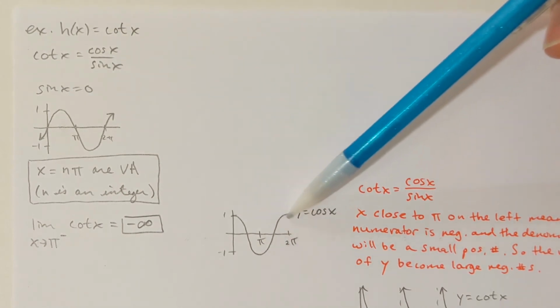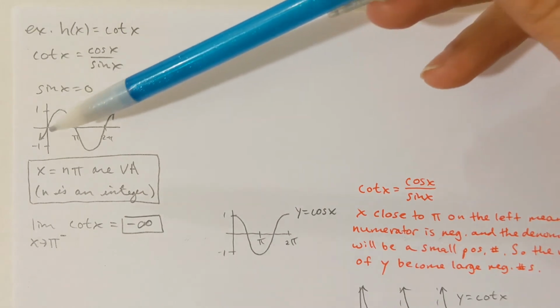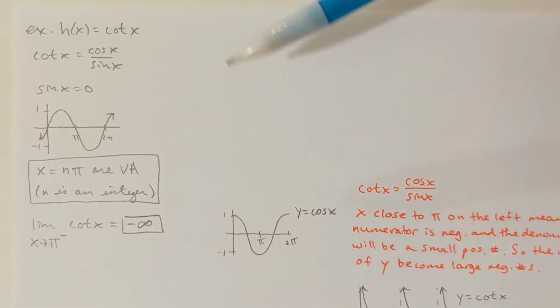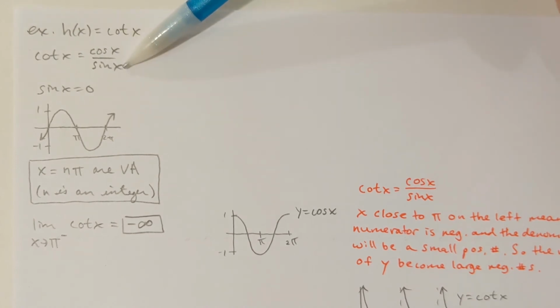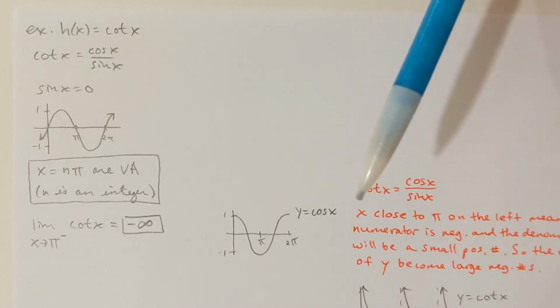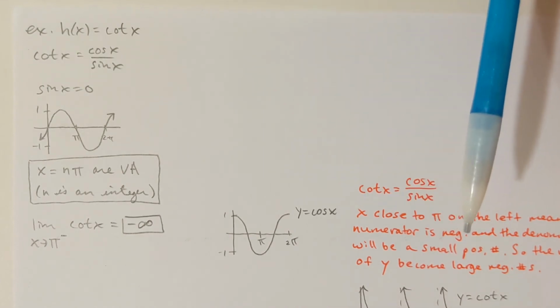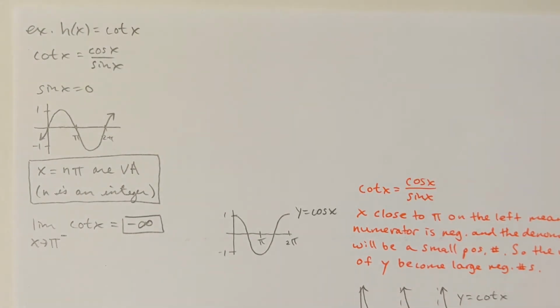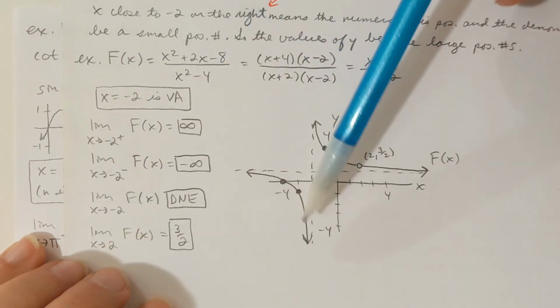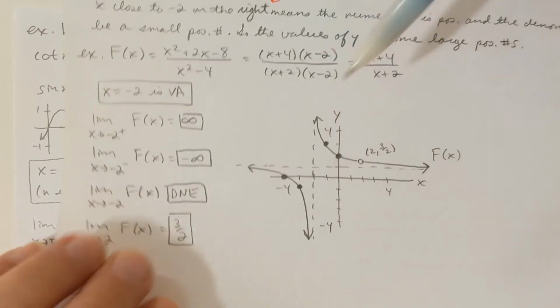Here's a quick sketch of the graph of the cosine curve, and here's a quick sketch of the graph of the sine curve. Now, because sine x is in the denominator, I would know early on here that there's going to be some vertical asymptotes on the graph of the cotangent curve. And anytime I've got vertical asymptotes, I'm going to have infinite limits then, and vice versa, right? Anytime I've got an infinite limit here, I'm going to have a corresponding vertical asymptote.